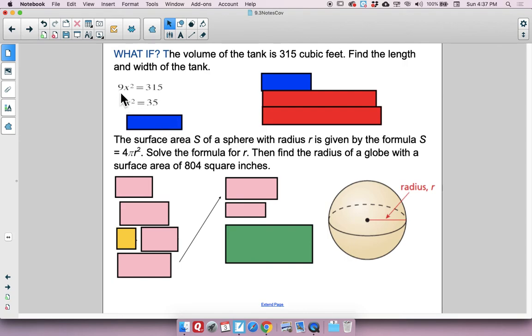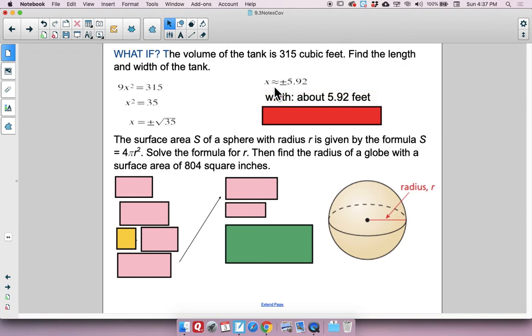And then if we divide by 9, we get 35. X squared equals 35. Take the square root of both sides, and you can approximate it. And obviously the width would be what x is. So about 5.92 feet. And the length would be about 3 times that, or just a little less than 18.